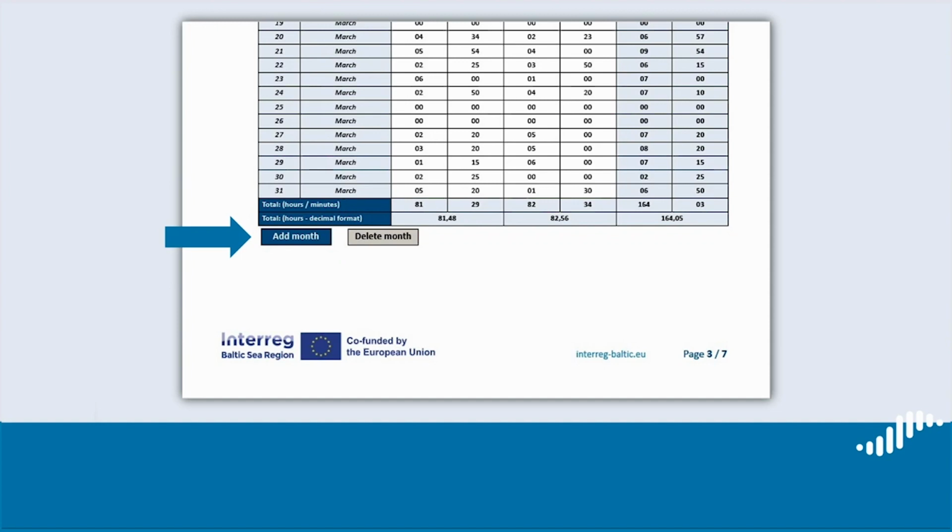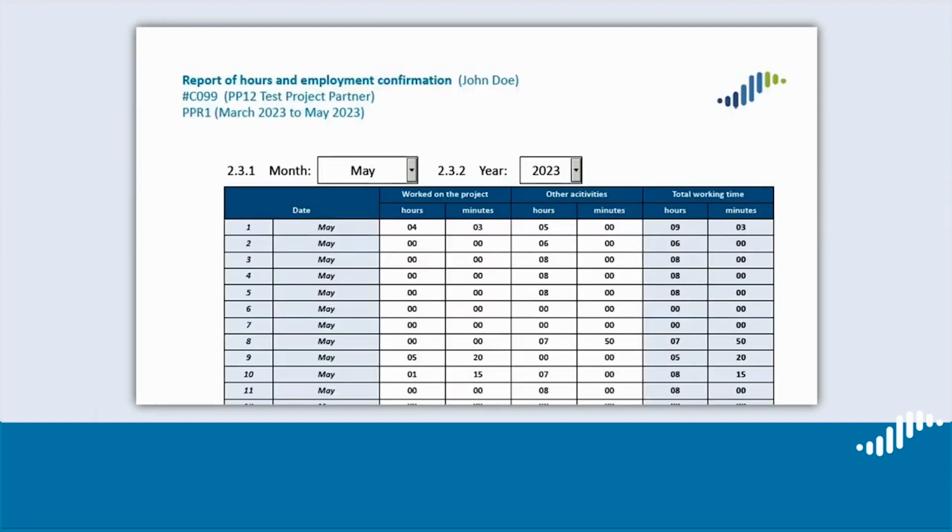Let's say our example person did not work on project tasks in April 2023 at all, but in May 2023 there were again project-related working hours. In this case, you can skip the month April and you can start right away with recording of the working time for May.